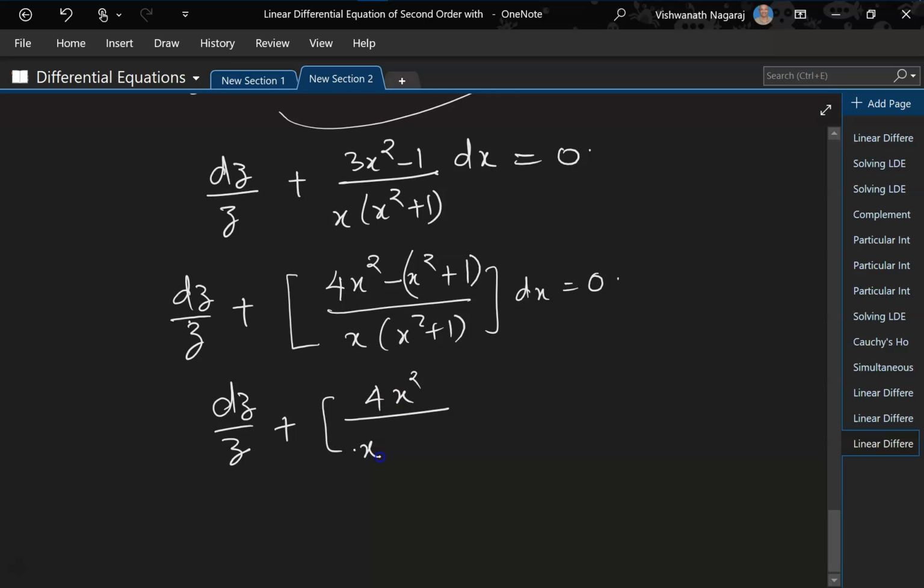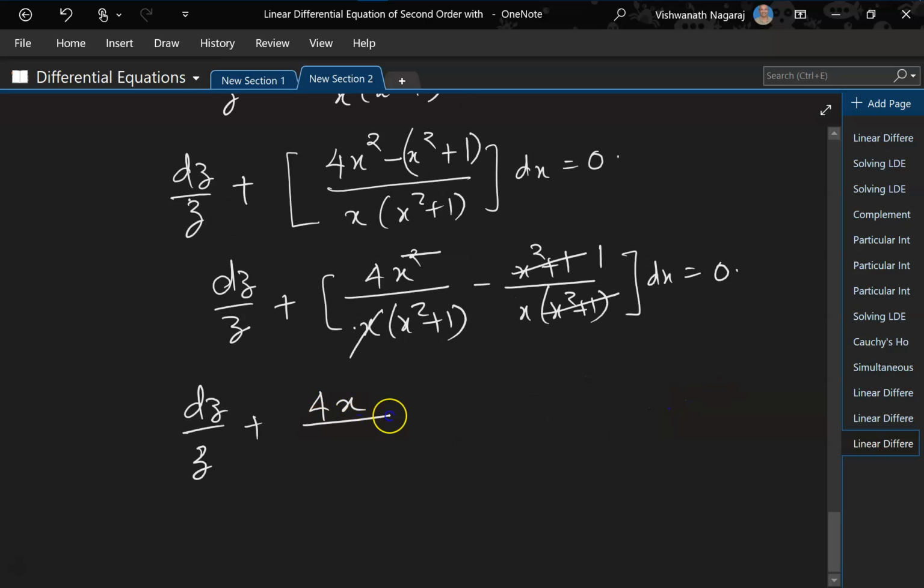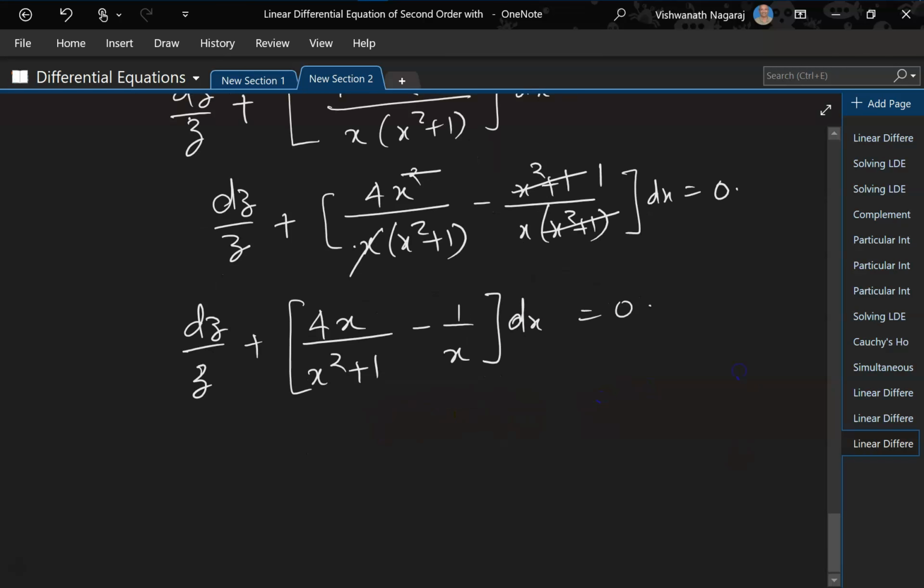4x square by x times x square plus 1 minus x square plus 1 by x times x square plus 1. So here x square plus 1 gets cancelled and we will end up with 1 by x. Here 1x and 1x gets cancelled. dx equal to 0. This becomes 4x by x square plus 1 minus 1 by x dx equal to 0. This dx also we can distribute to both of them.